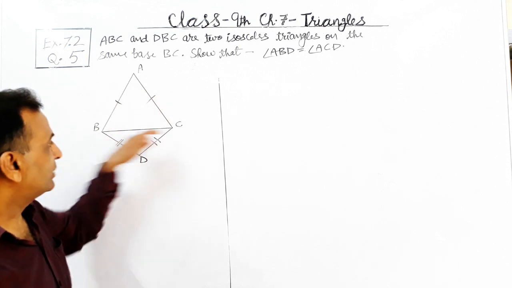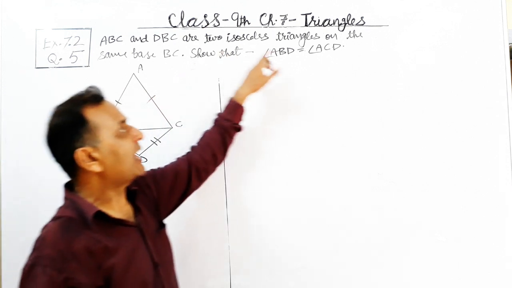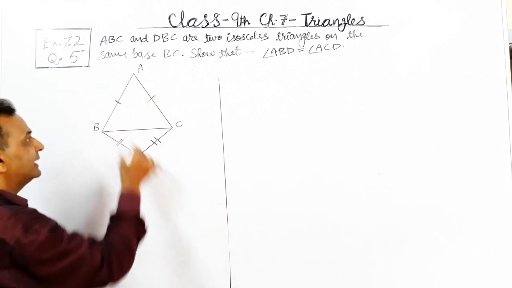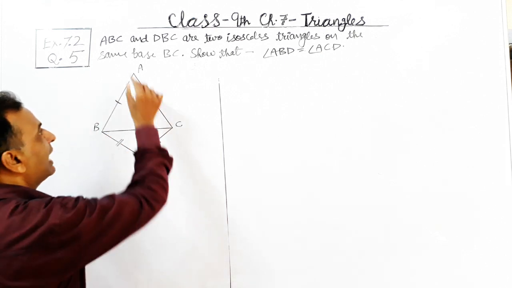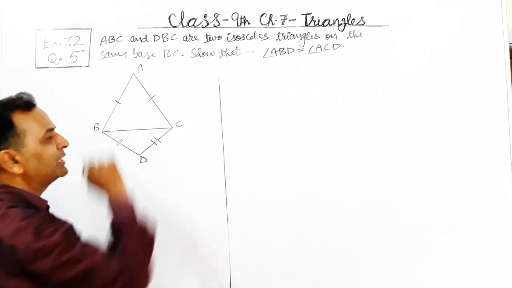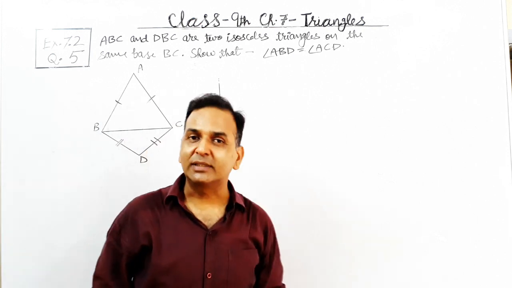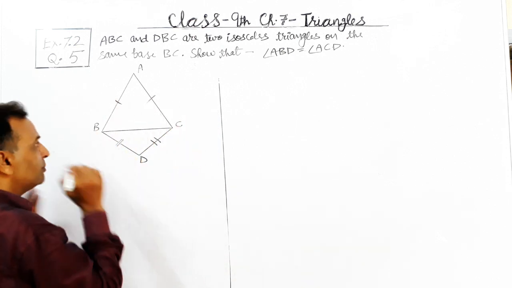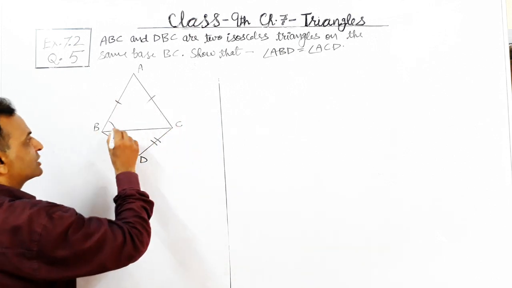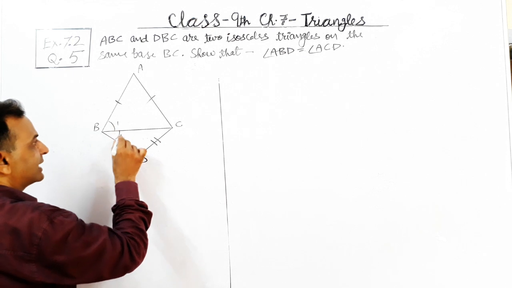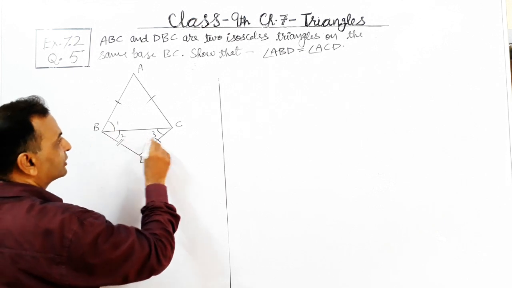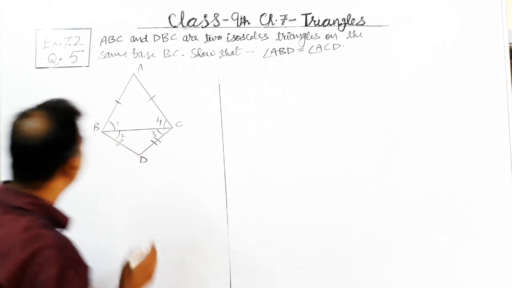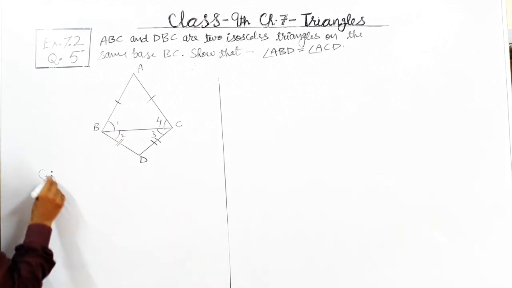Next, they are lying on the same base BC. Show that angle ABD equals angle ACD. ABD, this complete angle, and angle ACD, this complete angle, are equal to each other. It is to be proved by us. So first of all, we are putting some numbers for the angles. Suppose this is angle 1, this is angle 2, this is angle 3 and this is angle 4. First of all, we are going to write down what is given in the statement of the question.